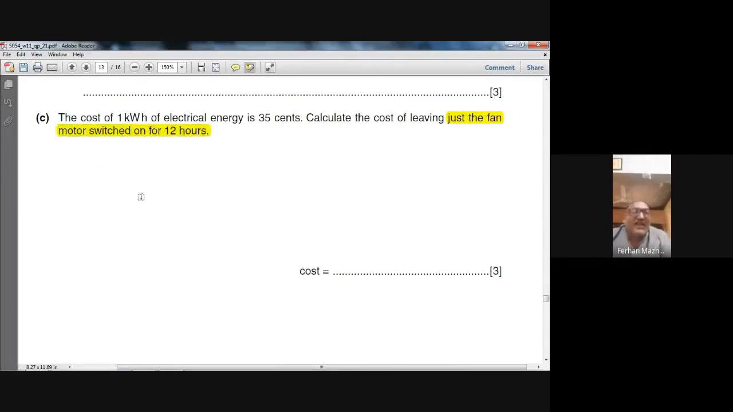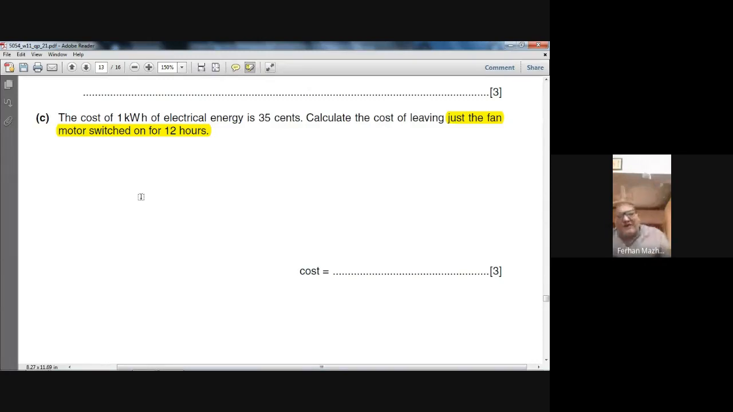He's not talking about the heater. Very important thing: he's saying just leaving the fan motor switched on. It means the fan is on, but the heater is not on. The power of the fan is only 200 watts. He says calculate the cost. The calculating cost is very simple.